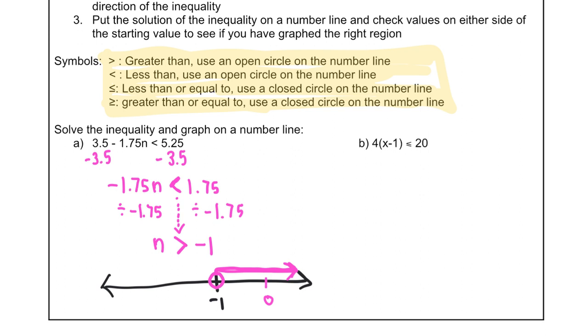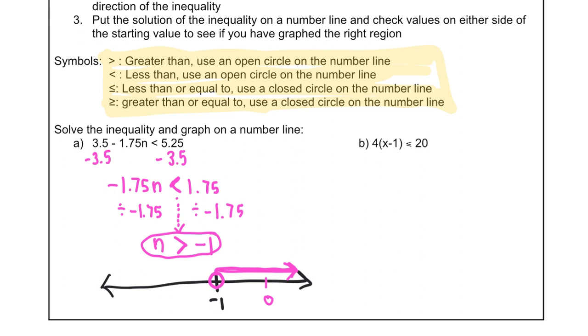And the answer to an inequality is n is greater than negative 1, and also the number line. We can interpret this as the solution is all the values greater than negative 1.